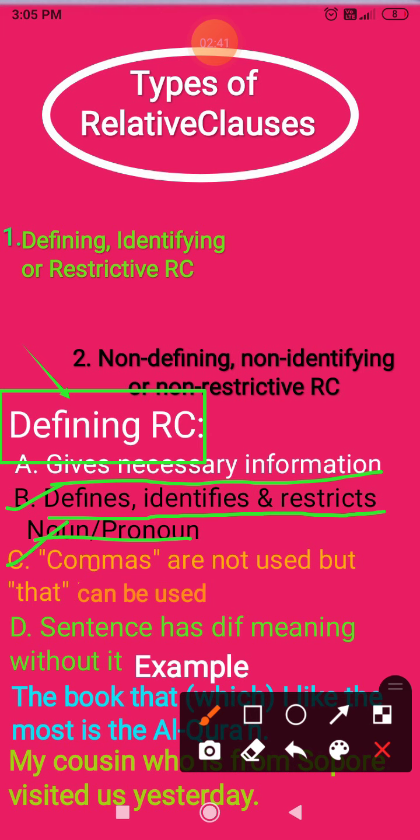Thirdly, commas are not used in this relative clause. इसमें हम कॉमास का इस्तेमाल नहीं करते हैं, but we use the relative pronoun that in place of which or who. यहाँ पे हम who का that का इस्तेमाल करते हैं, who और which के बदले हम इसका इस्तेमाल कर सकते हैं. We can also use who or which, but हम that का इस्तेमाल भी कर सकते हैं defining relative clause में.